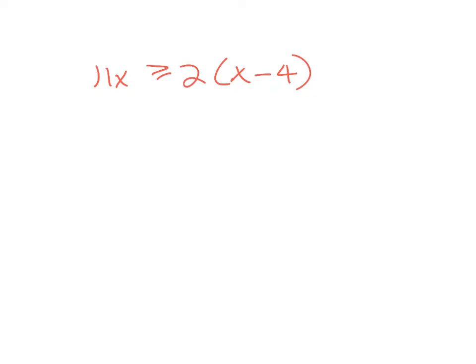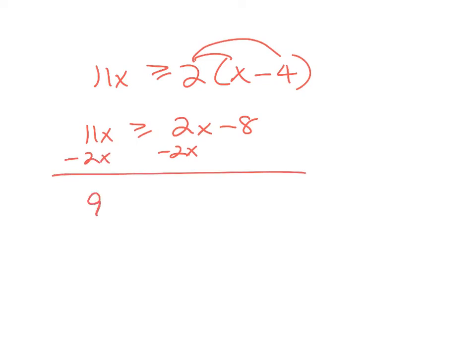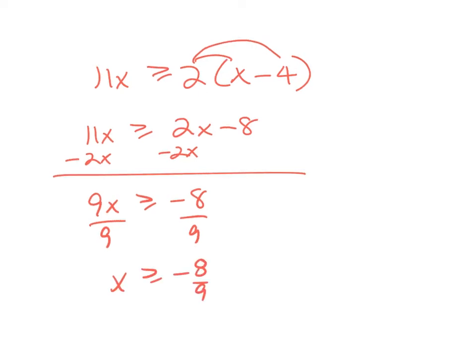So first thing I'm going to do is distribute. 11x greater than or equal to 2x minus 8. Then I need to get my variables together. And I get 9x greater than or equal to negative 8. Divide by 9, and x is greater than or equal to negative 8 over 9.